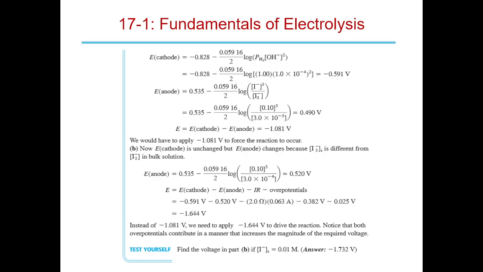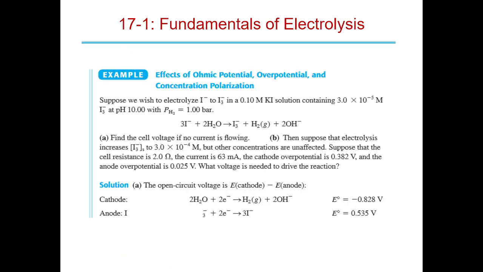So what did we just learn? If we apply negative 1.081 volts, that's probably not going to do it, right? In fact, we needed to apply negative 1.644 volts to drive this reaction. Much closer to the ballpark, yeah. This would be pretty accurate, probably. These look like they'd probably be experimental values anyways, right here. So those are probably pretty good numbers.